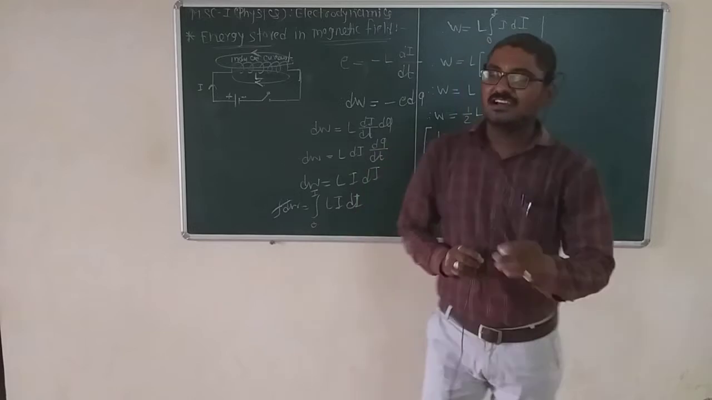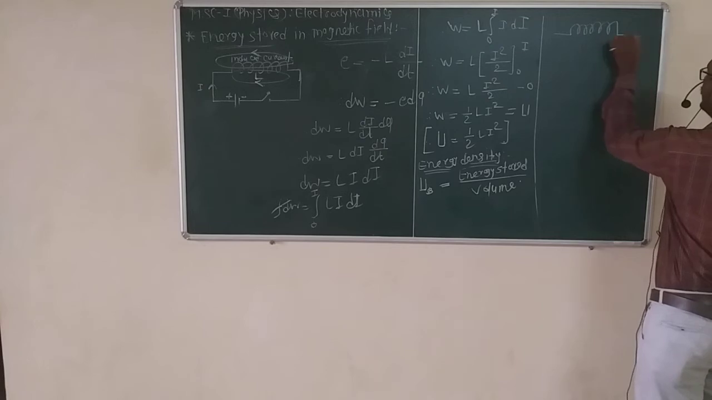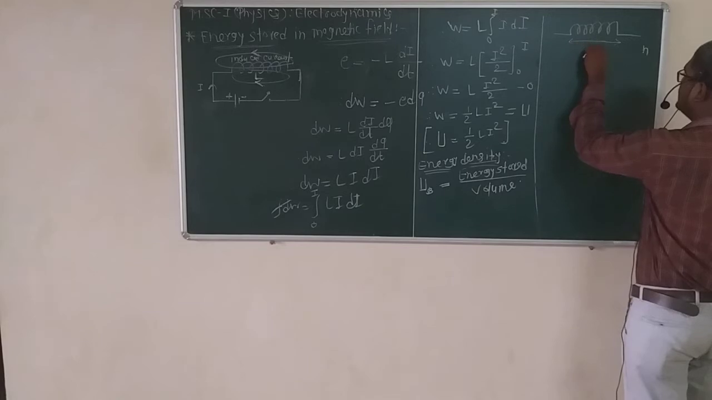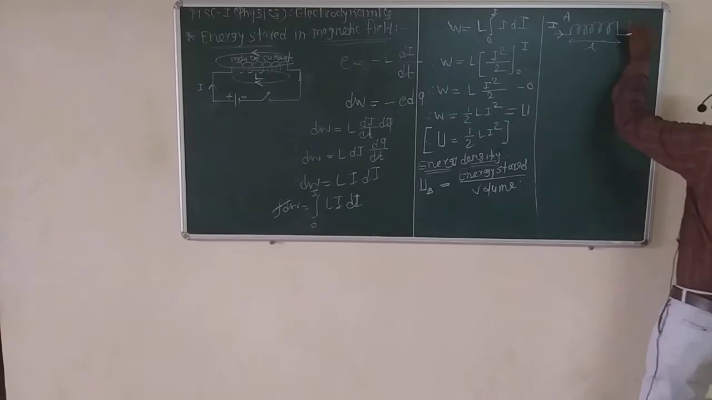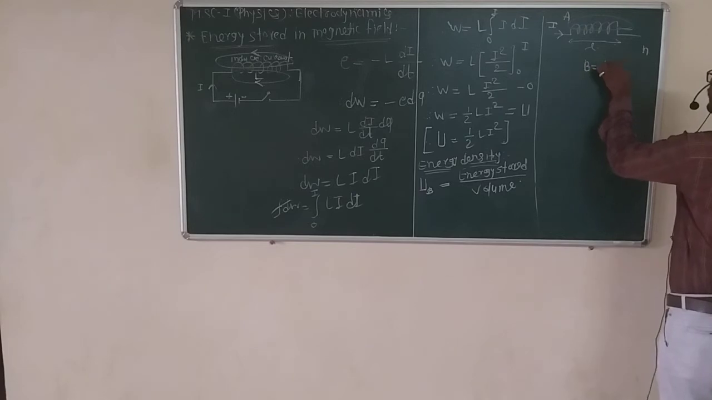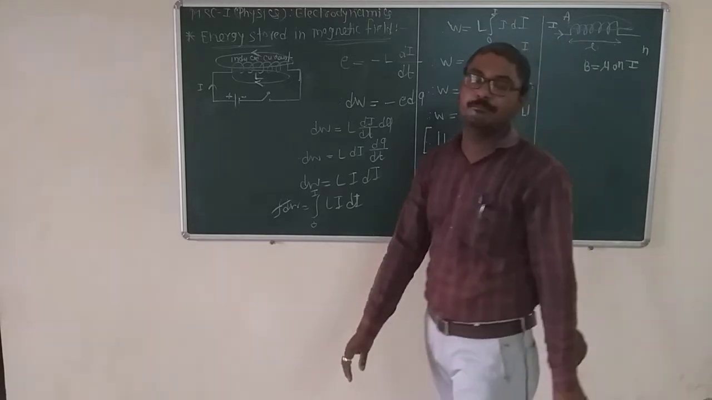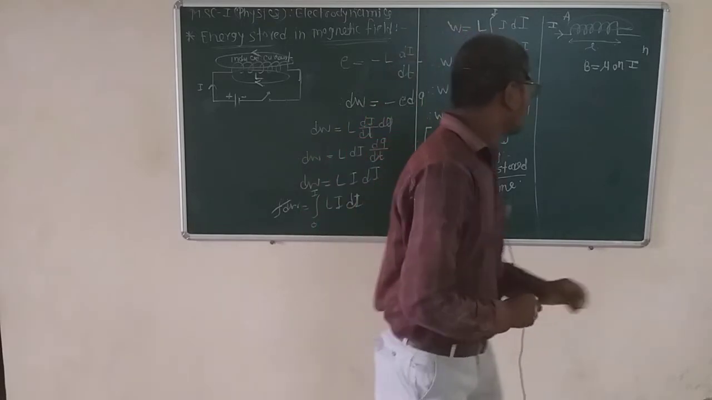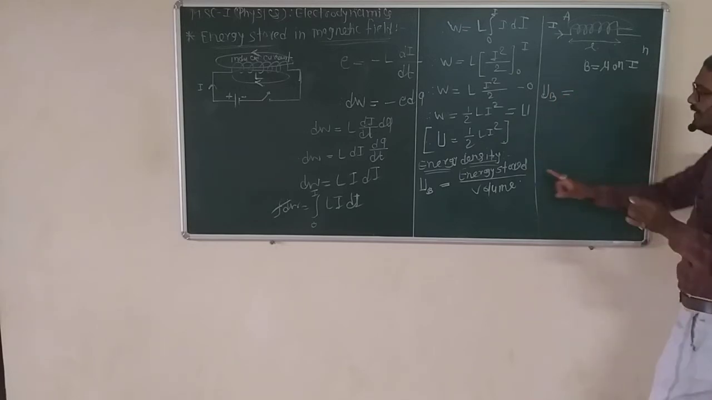Then we consider one inductor or solenoidal coil, where N is the number of turns, L is the length, and A is the area. A current I is passed through the coil, and the magnetic field induced in the coil is B equal to mu naught N I. Then we calculate the energy density UB, which is equal to the energy stored per unit volume.